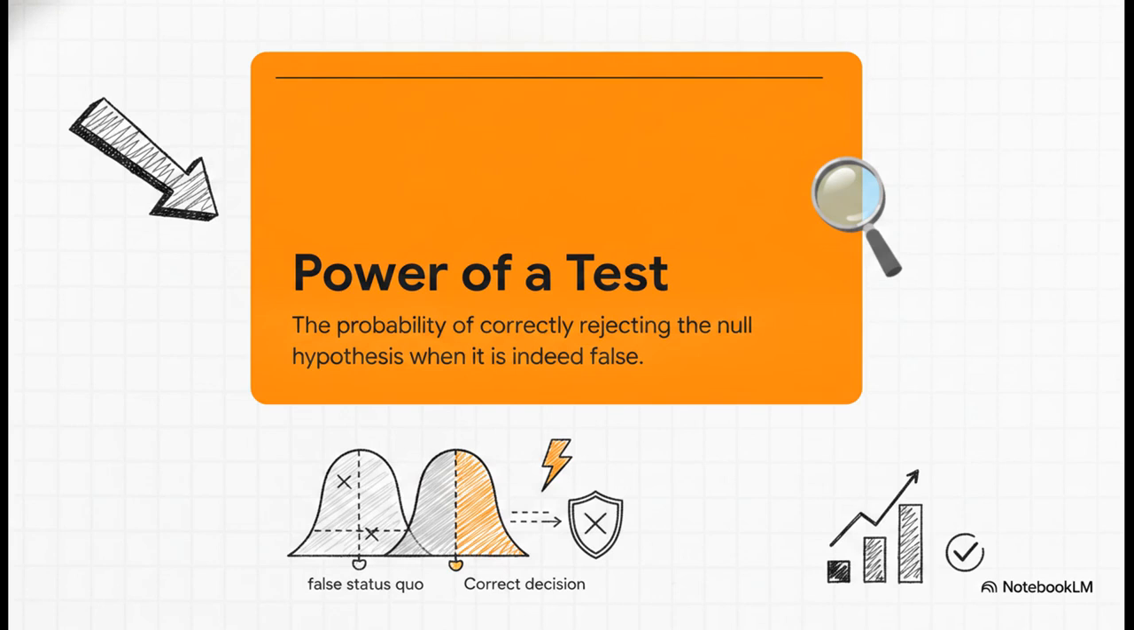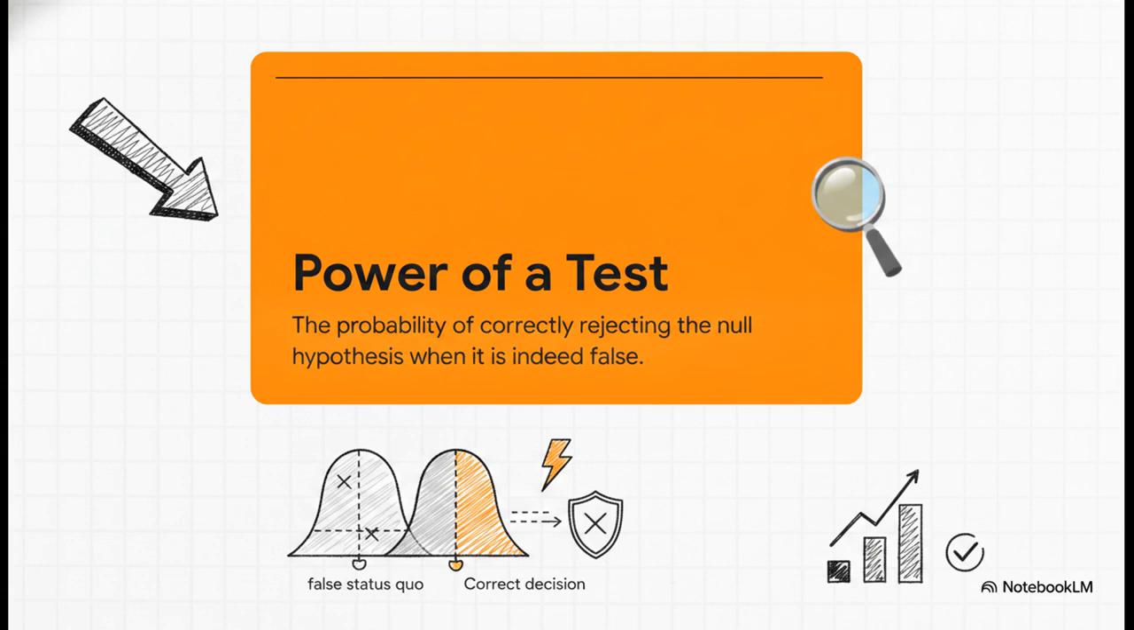Obviously, we want to make the right call, which brings us to an absolutely crucial concept, the power of a test. This is our ability to successfully catch a false status quo. Basically, it's the mathematical probability of correctly rejecting the null hypothesis when it is in fact completely false. Put another way, this is the strength of our statistical radar to actually detect a winning investment strategy when there genuinely is one.